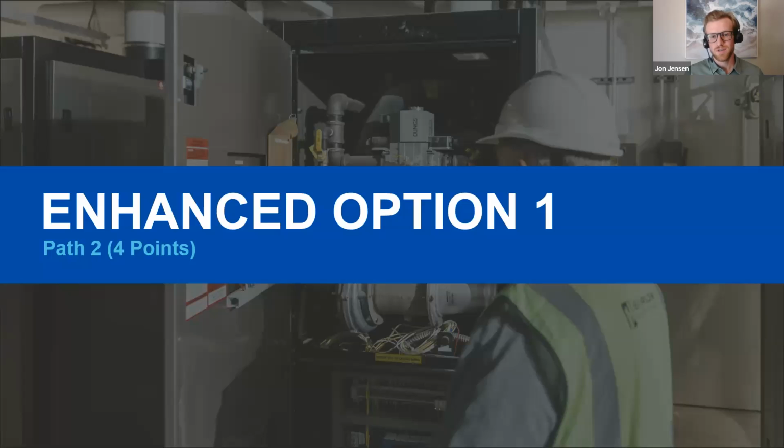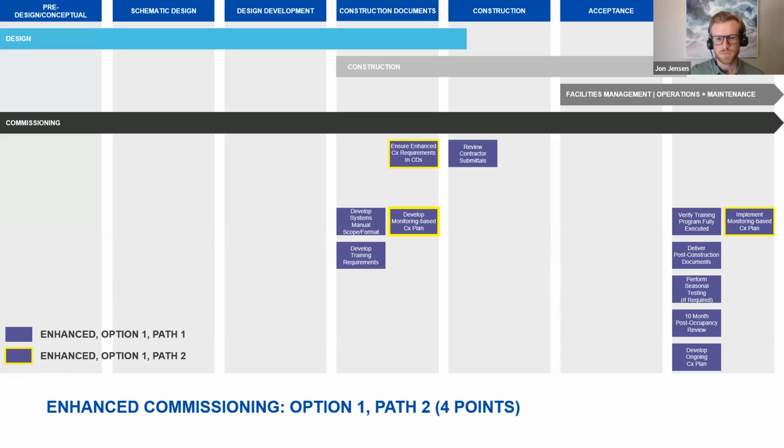So the next one we're going to talk about is option 1, path 2. One thing to note about this is you have to achieve path 1 to achieve path 2. So if you're going for path 2, you can gain 4 points, 3 of those points being option 1, path 1. Here's that graphic again, showing the additional requirements of option 1, path 2, compared to option 1, path 1.